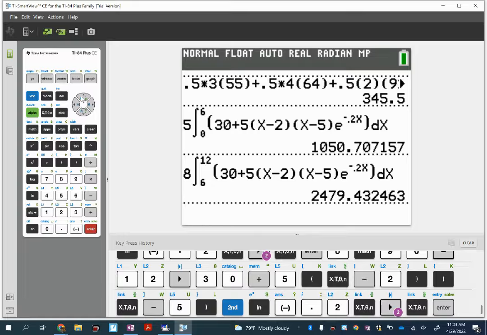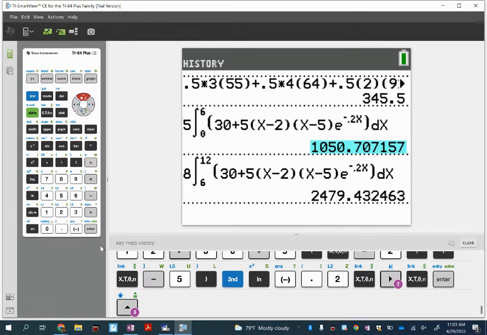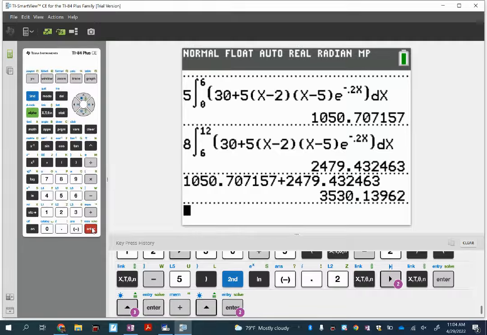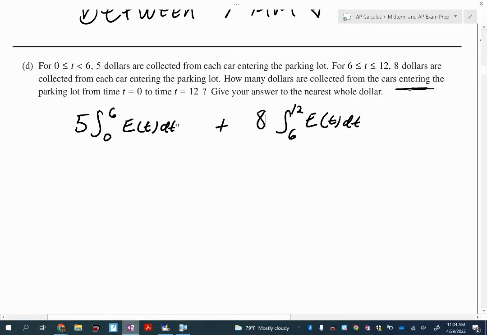Now, I think your calculators have this capability, but if you scroll up and click that and hit enter, and then hit plus and scroll up and hit this one, hit enter, you should be able to do that, I think. Yeah? All right, so all this added together, we expect this parking lot to make $3,530. I think it said round to the nearest dollar? I think it did. Yeah. So $3,530.